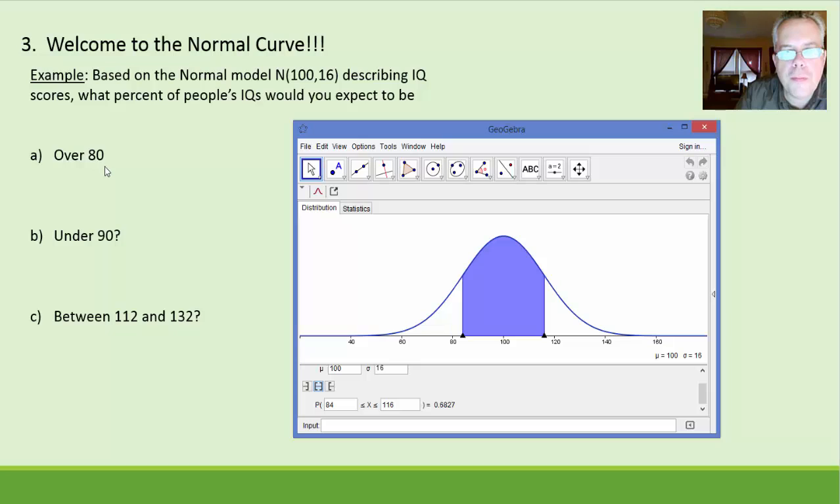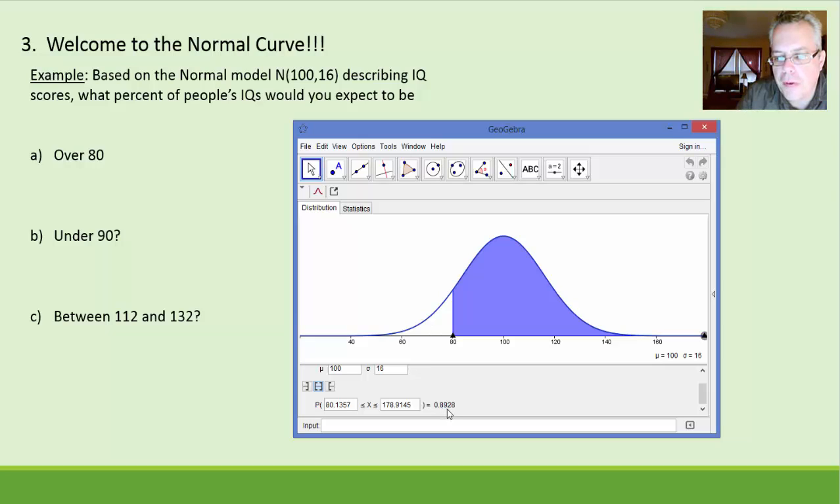If I want to know what percent of people have an IQ over 80, I got to find the percent of the area that is above 80. So I'm going to move the slider to 80, and I'm going to move this one all the way. This actually goes on forever. So if I want the percent of people who have IQ over 80, I got to find the percent of area that is above 80. And this calculator does it for me.